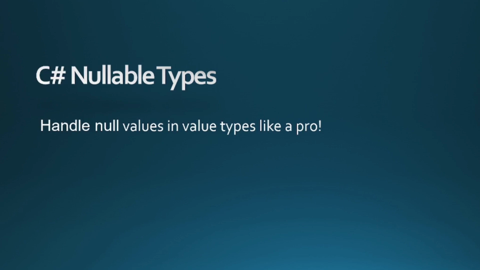Have you ever encountered a null reference exception in your C Sharp code? If yes, you're not alone. Handling null values properly is super important to avoid runtime errors. In this video, we are going to explore nullable types in C Sharp. Nullable types allow value types like int, double, and bool to hold null values safely. We will also learn how to use powerful operators to make our code more readable and error-free. By the end of this video, you'll not only understand nullable types but also be able to use them confidently in your projects. So let's get started.